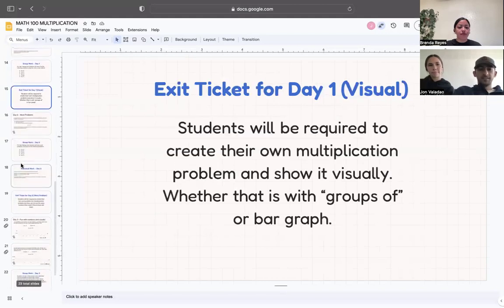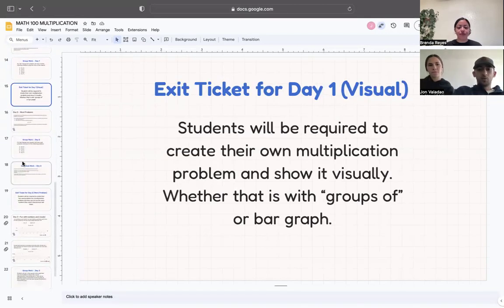All right, and then for our exit ticket for day one, the students will be required to create their own multiplication problem and show it visually, whether that is with groups of or bar graph. Like we said in the previous slide, they will be doing group work, so they will get ideas from one another and they will touch up on the method that they're not best at. So they could possibly use it for their exit ticket. All they'll need to do is get their own piece of paper and submit that before we can move on to the next lesson.